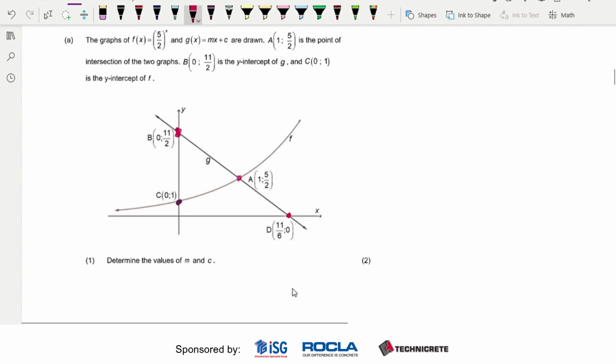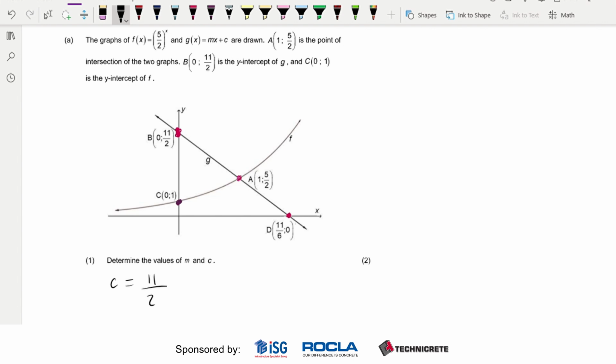Question 1 asks us to determine the values of m and c. So graph g is a straight line graph, mx plus c. So we need to find the gradient and we need to find c. We know that c is the y-intercept. So c is 11 over 2.